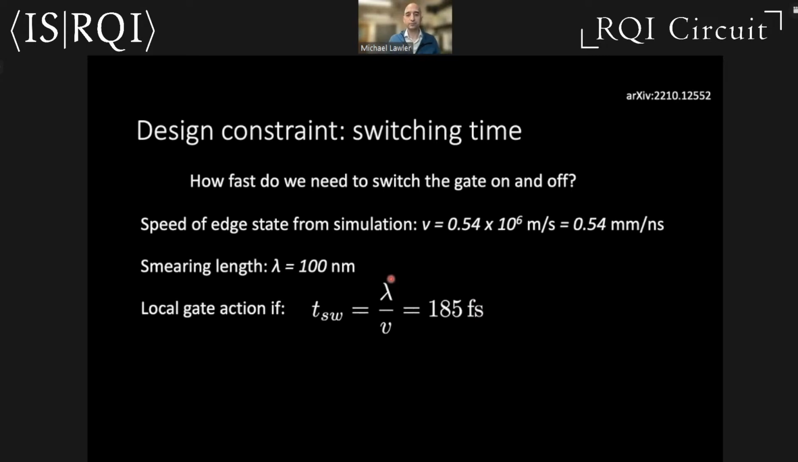If we put in some numbers, that distance there was about 100 nanometers. Then we can extract the velocity by studying the spectrum from the simulation, and it turns out to be 0.5 times 10 to the 6 meters per second. So below the speed of light, but on the scale of what we're talking about here, it's 0.54 millimeters per nanosecond. And that converts to turning the gate on and off on a scale of 200 femtoseconds, which is extremely fast, faster than any modern electronics can actually control.